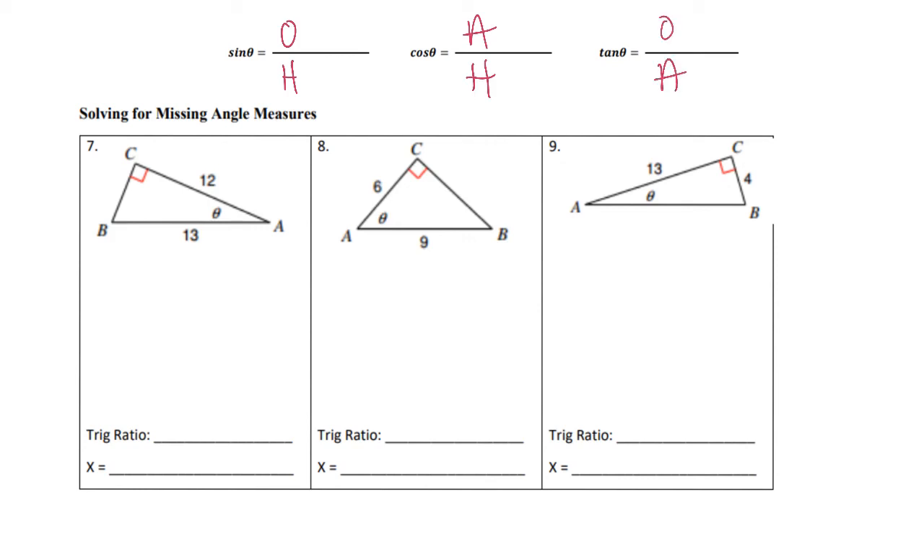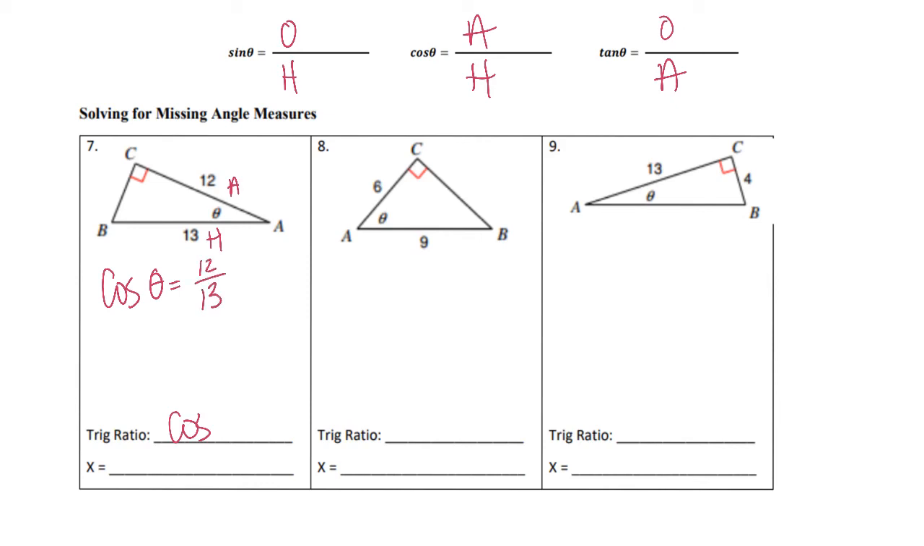Okay, so we have the hypotenuse and we have the adjacent on number 7. So adjacent and hypotenuse means I'm going to use cosine. So then we need to fill this in, but now we don't know the angle. So here's how we write it. We write cosine of theta equals adjacent over hypotenuse.